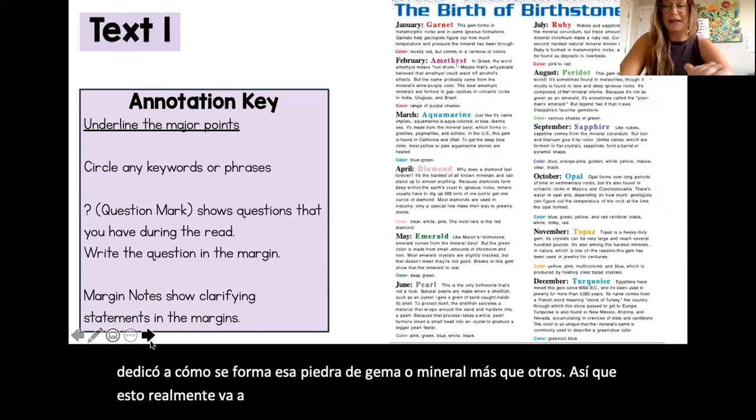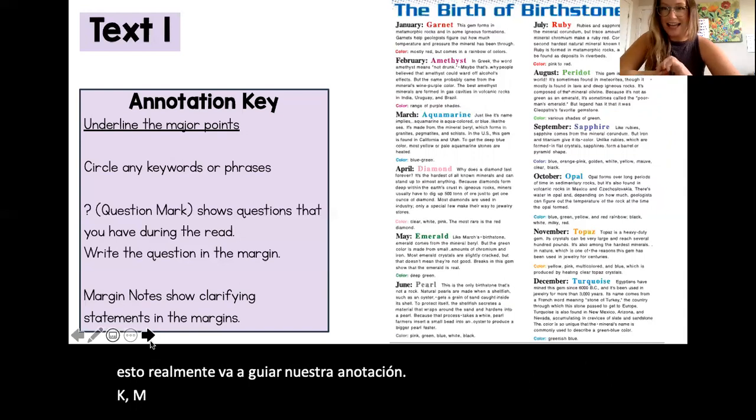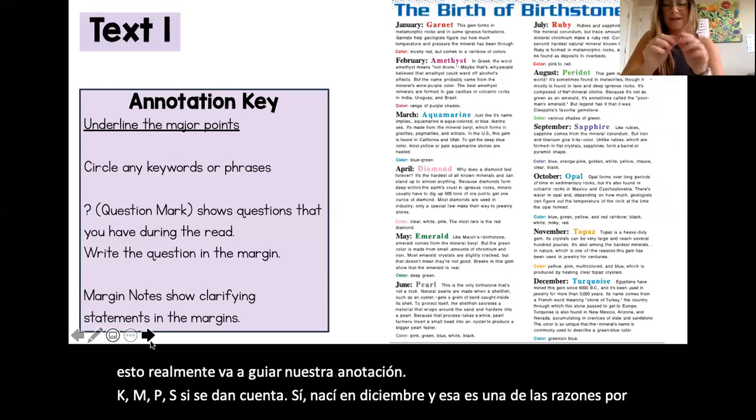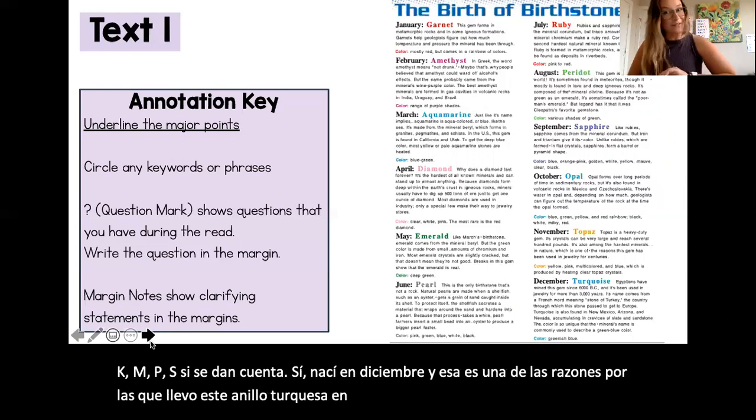Okay, and P.S. if you guys noticed, yes, I am born in December, and that is one of the reasons why I wear this turquoise ring on my thumb all the time. Some of you know the other backstory behind it.